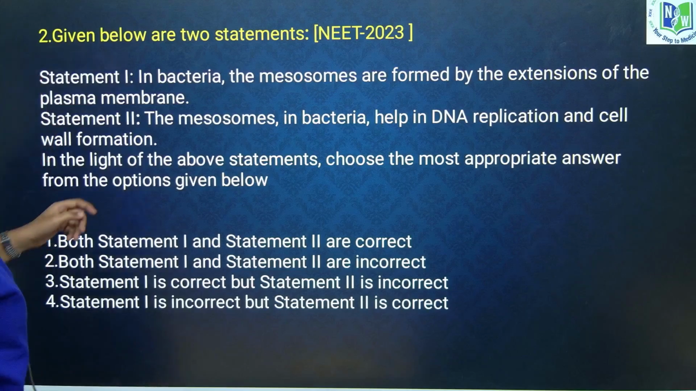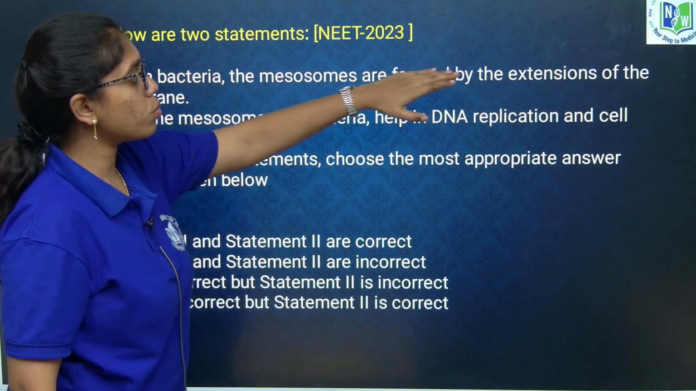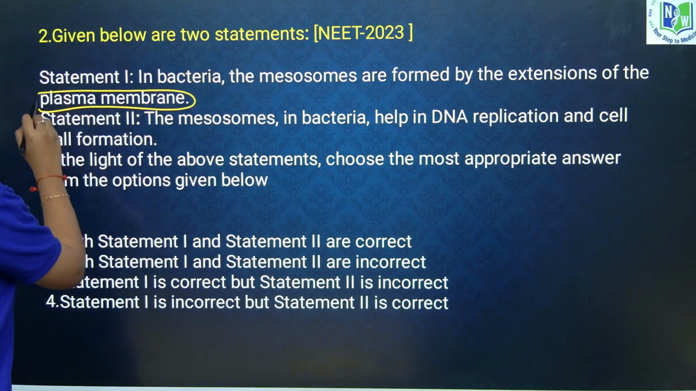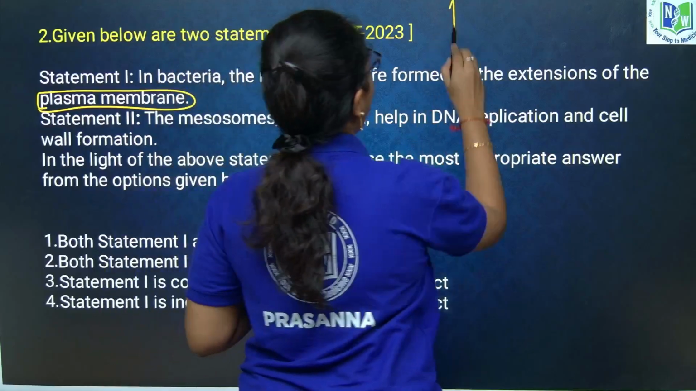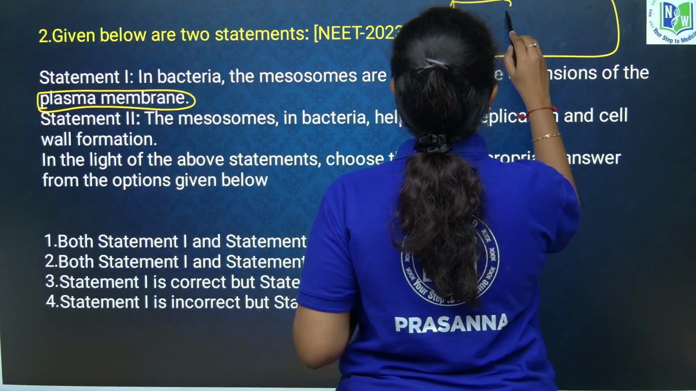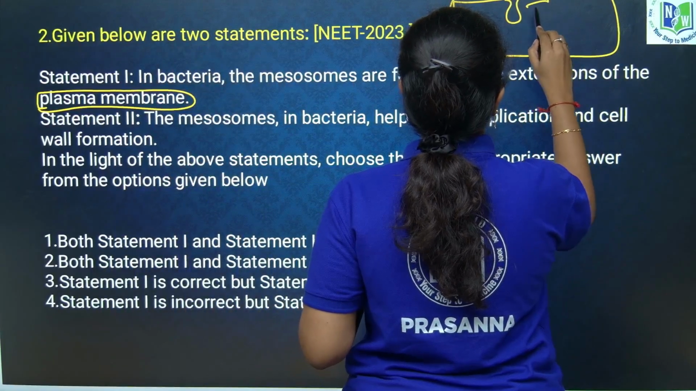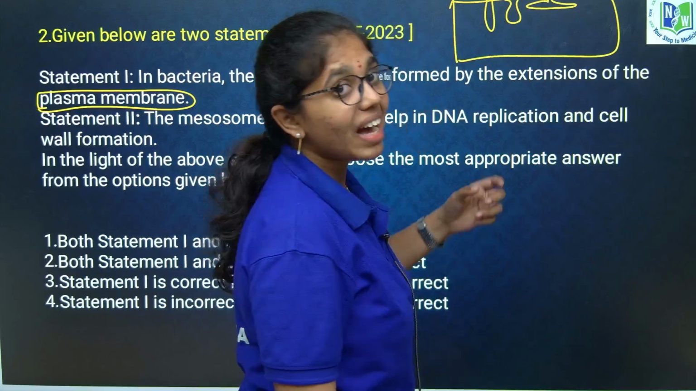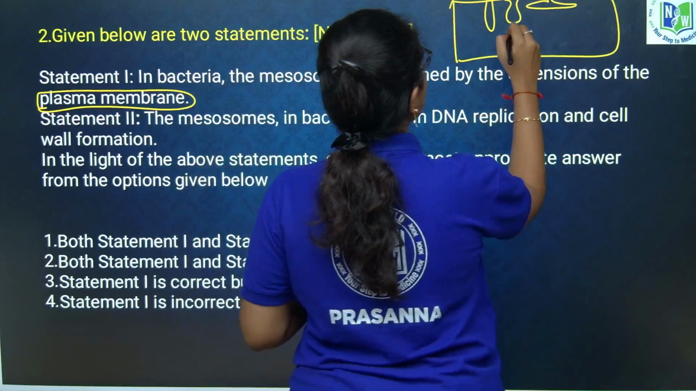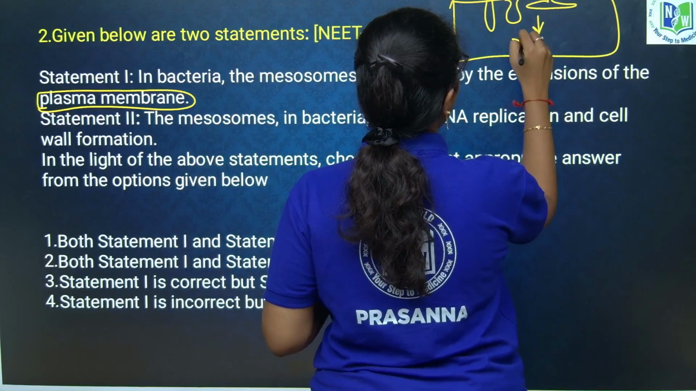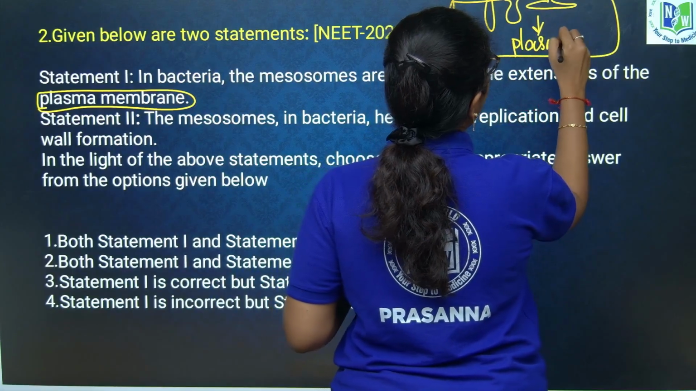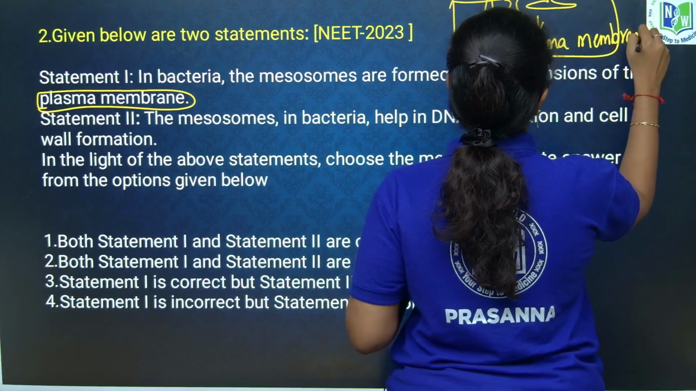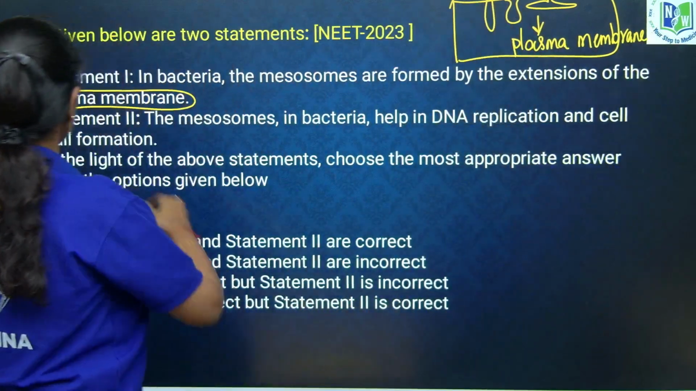Statement 1 he has given: in bacteria the mesosomes are formed by extensions of plasma membrane. Obviously correct, wherein a bacterial plasma membrane will have extensions either in the form of vesicles, tubules or lamellae. These are extensions of the plasma membrane. So, yes, statement 1 is correct.